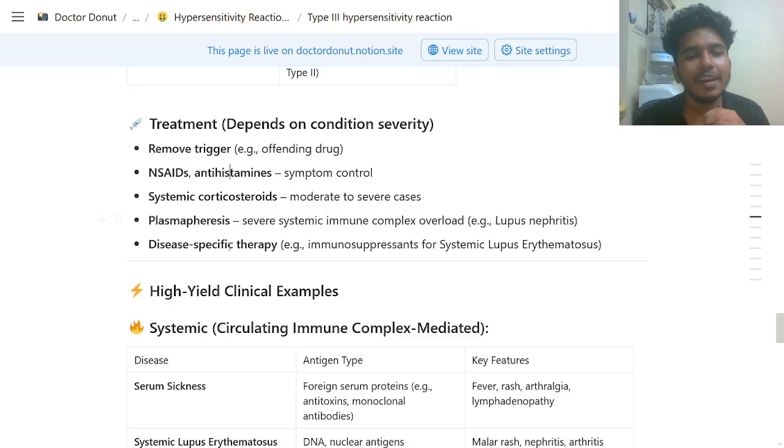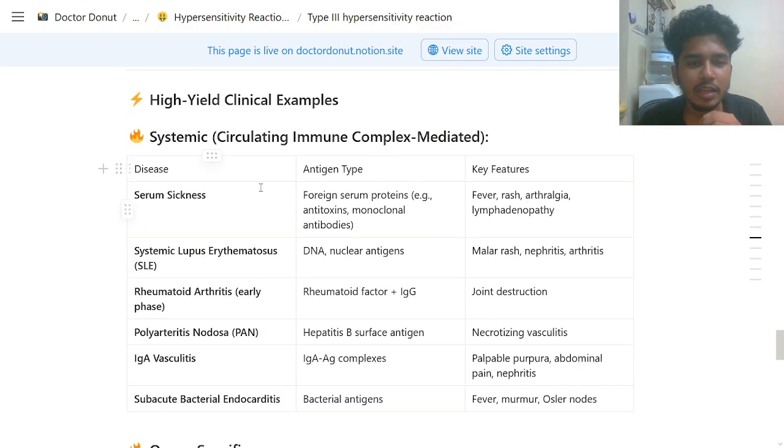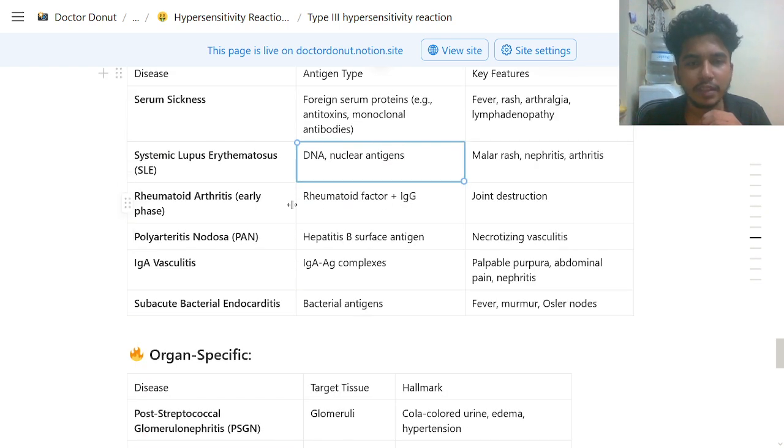It's gonna be funny. Disease-specific therapy, like immunosuppressants for SLE. Now we are gonna look at the example of serum sickness. Serum sickness is when you introduce foreign serum proteins like antitoxins or monoclonal antibodies. The things that we'll see are fever, rash, arthralgia, lymphadenopathy. In SLE, you'll have DNA and nuclear antigens, and the signs are malar rash, nephritis, arthritis. These are just an overview. We're going to go into detail much later.